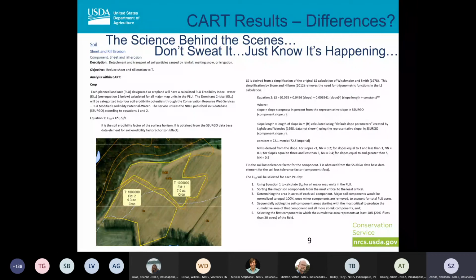If you want to know the detail, we have a document at the national level, and I put a snapshot here of what that says. And if you want to read that, by all means, go right ahead. If you want to understand it, please. That document is linked through the SharePoint, like I just showed you. And I'm just here to say that there is a lot of science behind CART.